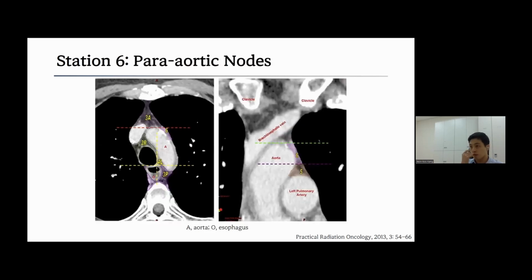Station 6 para-aortic nodes are located at the anterior and lateral aspect of the aortic arch. The station starts at the level of the superior border of the aortic arch and ends at the level of the inferior border of the aortic arch, where it meets station 5. The boundary between station 6 and 3A is an imaginary horizontal line extending from the anterior wall of the arch of the aorta.